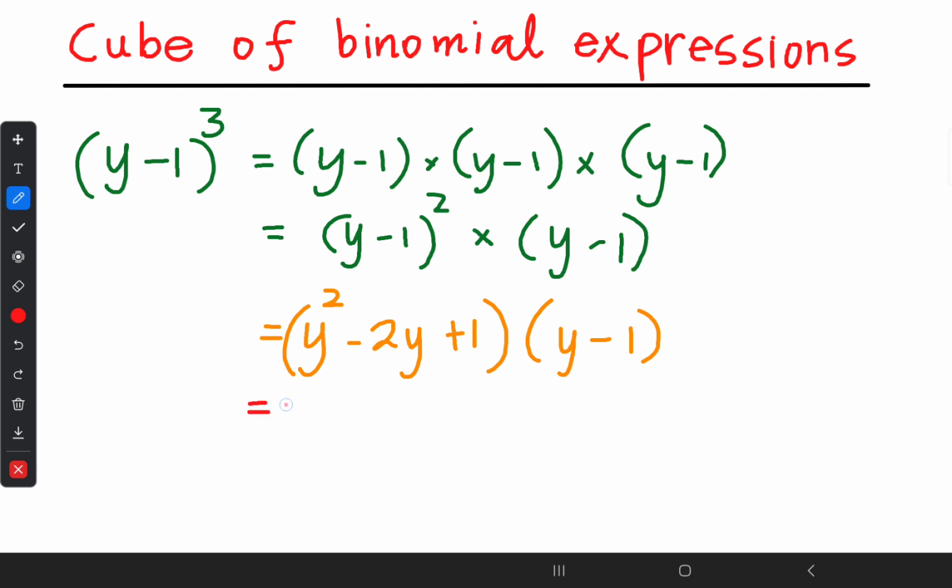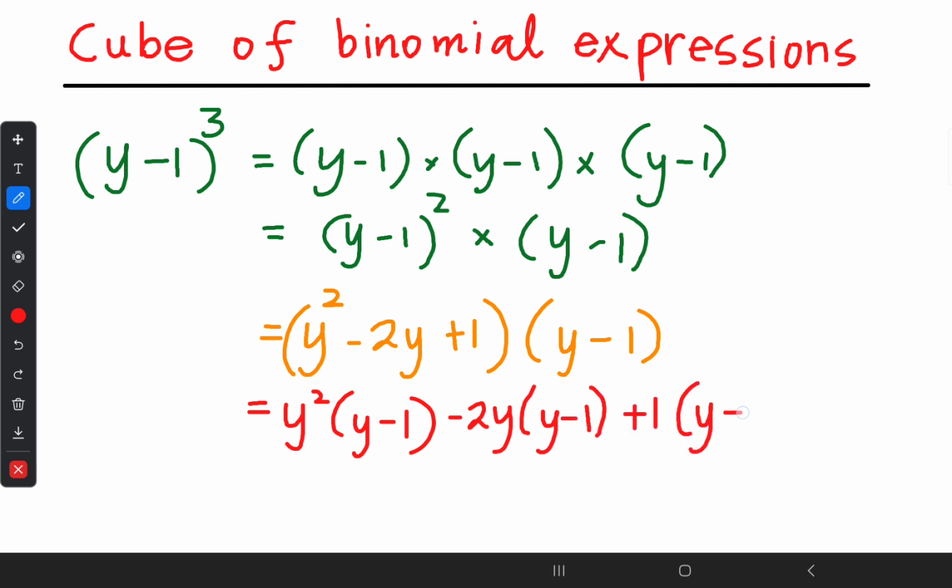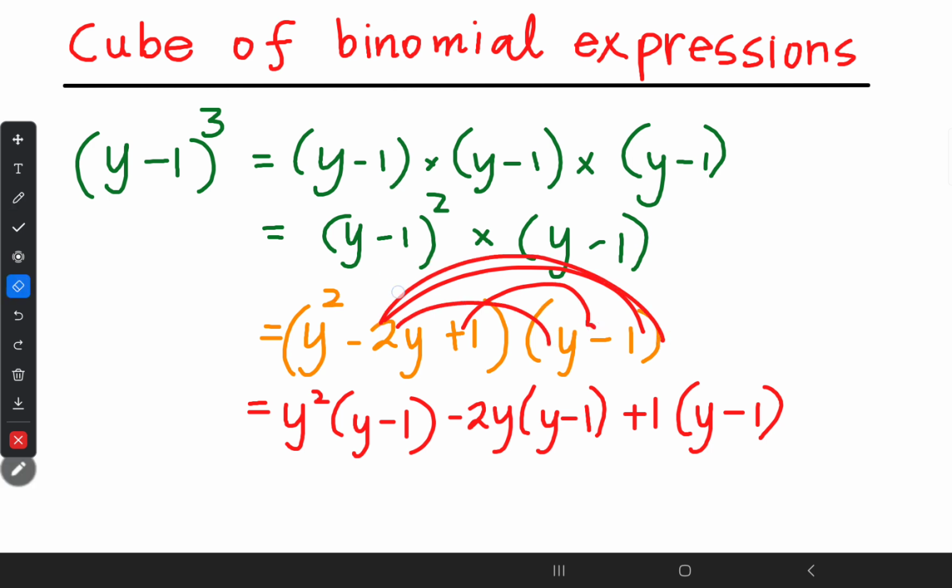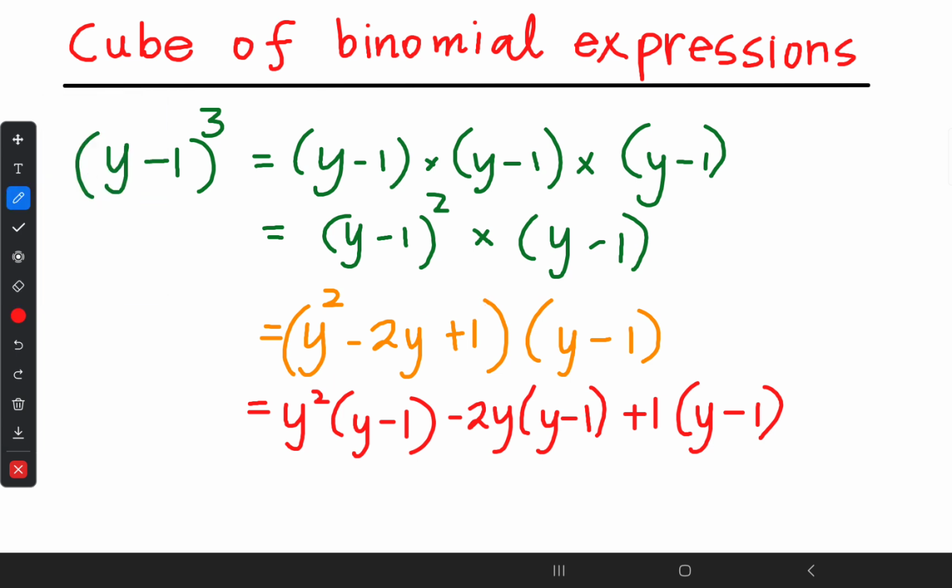So first of all, I will multiply y square with y minus 1. Then negative 2y should be multiplied with y minus 1. Then positive 1 would be multiplied with y minus 1 as well. Don't confuse with this, it's easy. Everything should be multiplied with each other. It's a little complex to multiply directly, so that's why we are writing them in an order. The whole function y square should be multiplied with this whole function. We cannot multiply that directly, so you should write them as steps.